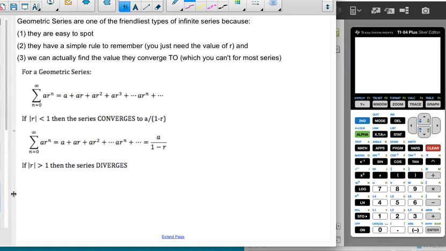So when we look at geometric series that are infinite, what we'll find is that they're fairly easy to spot.